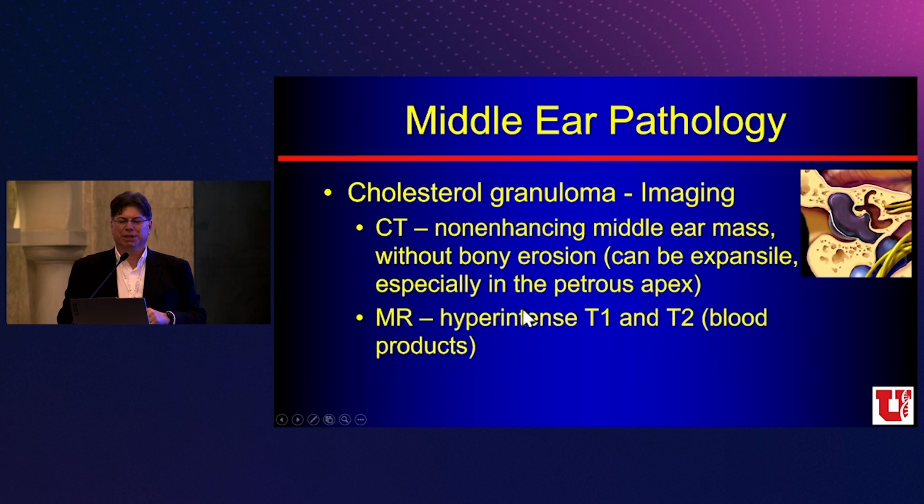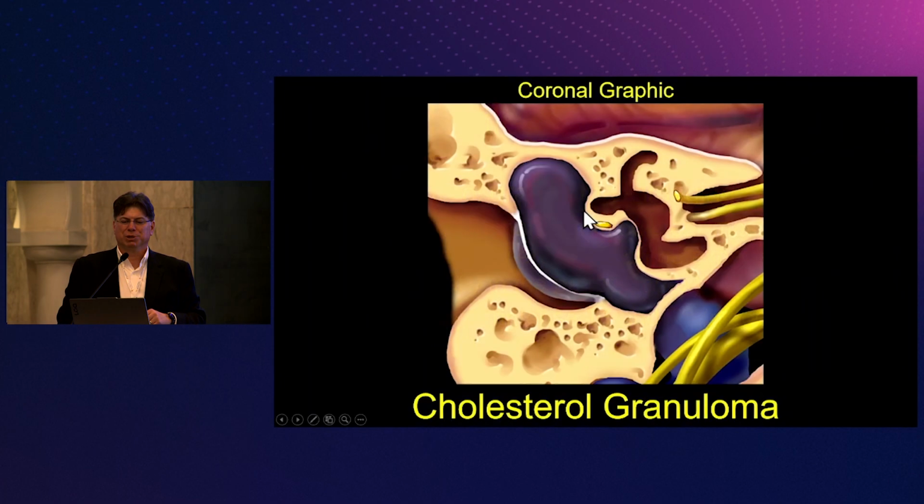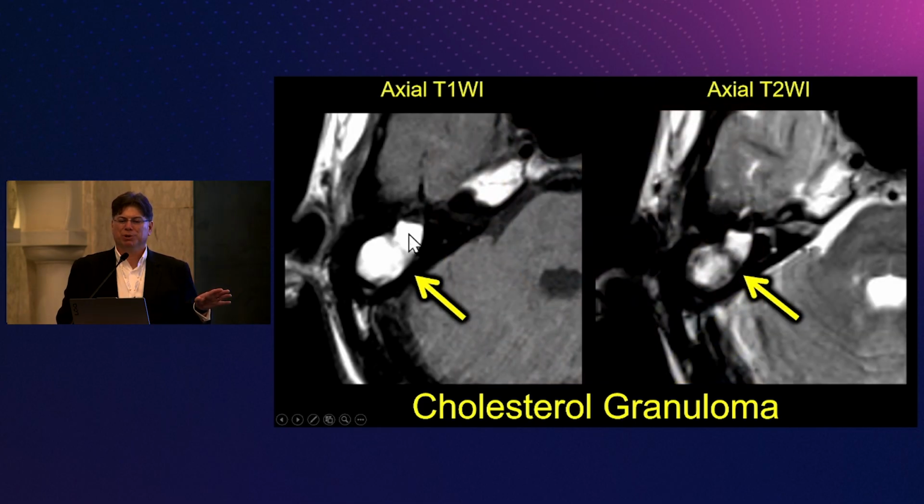But on imaging, we like to see the bright T1 and T2 signal intensity on MR that helps us differentiate these cases. So that tells us that's a cholesterol granuloma when we see that. So we look for a soft tissue mass that's filling the middle ear cavity. We might have lost the ossicles in this case, and we try to look at both CT and MR. So on MR, we look for the bright T1 and T2 signal intensity.